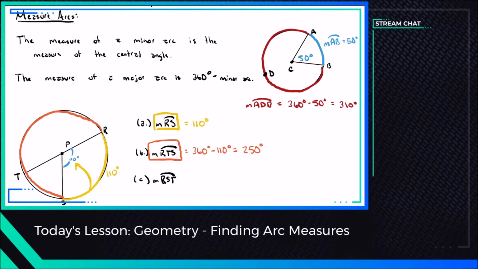And then finally, why don't we take a look at RST? So that's going to be this bit all the way around to there. Notice that this is a diameter, and a diameter is a straight line, which is equal to 180 degrees. So this arc measurement is going to also be 180 degrees.